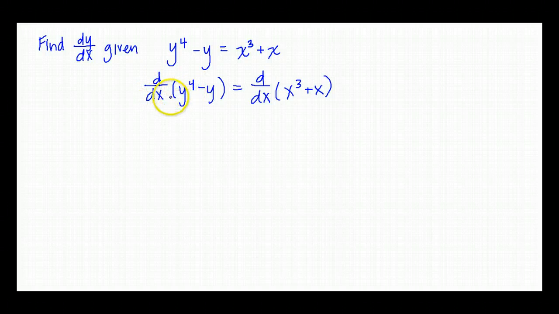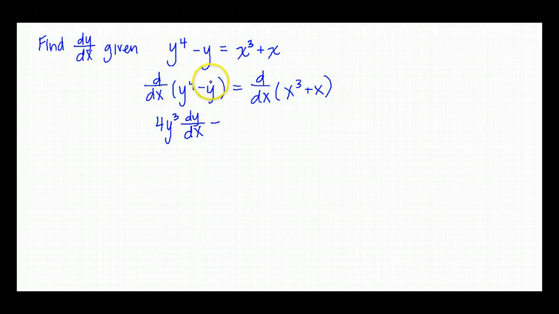Now on this left side, the variables don't match. So this is a case where we have to apply the chain rule. So I would bring the power to the front. So I'd end up with 4y cubed. And then I'd have to multiply by the derivative of the inside. The derivative of y is dy dx. And now minus, here, the derivative of y would be just 1.